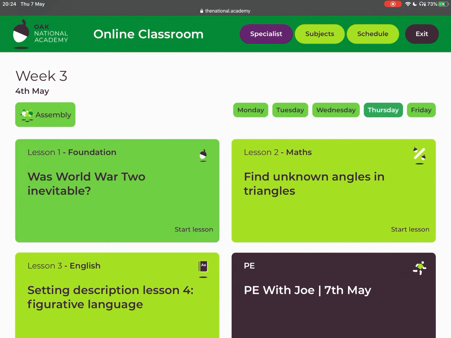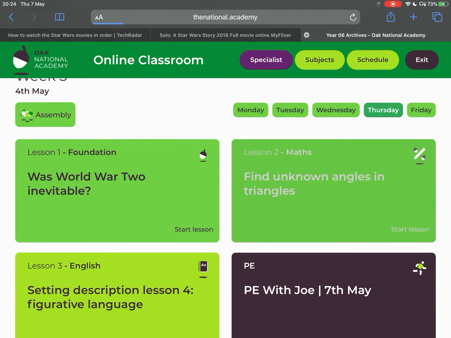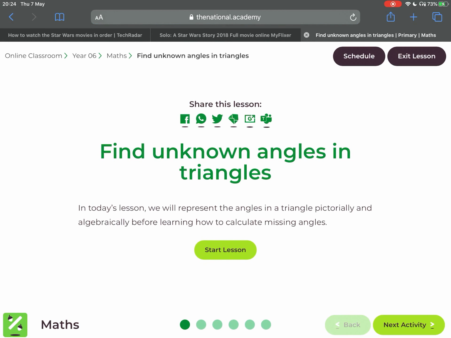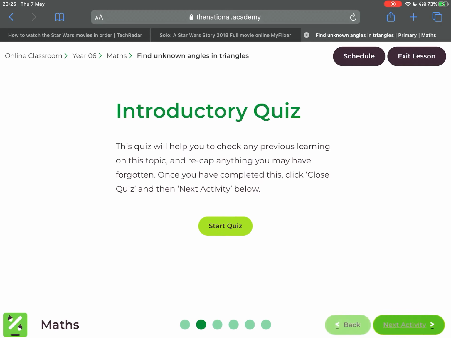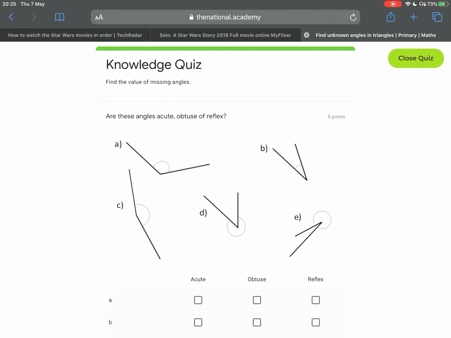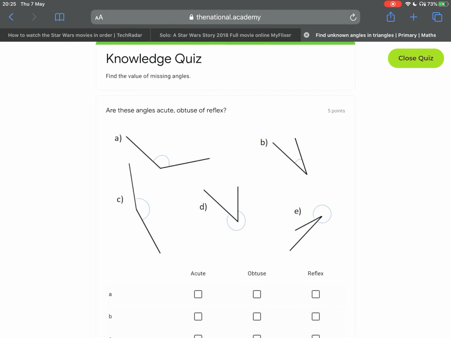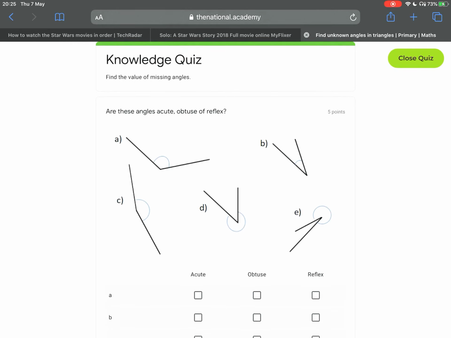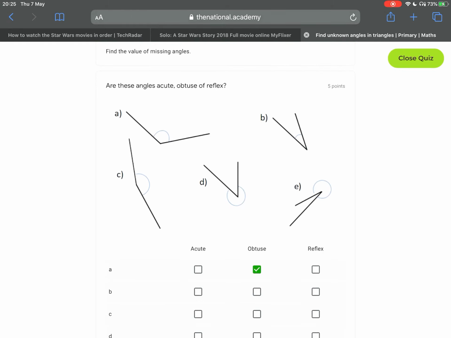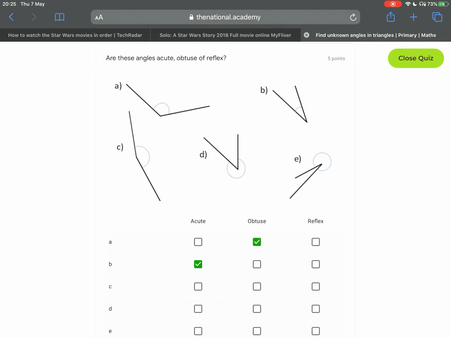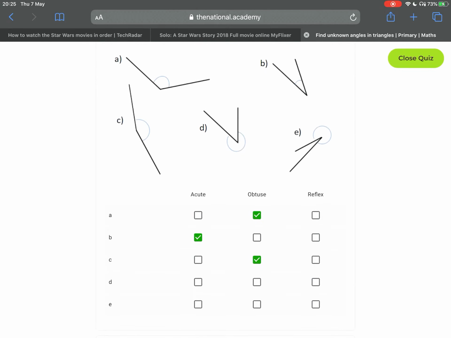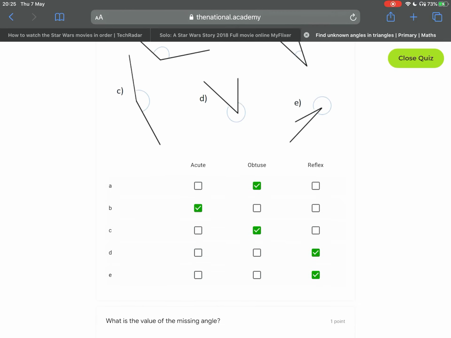Here, find unknown angles in triangles. So in this lesson, you're going to represent the angles in a triangle pictorially and algebraically before learning how to calculate missing angles. So first, you have your introductory quiz. Are these angles acute, obtuse, or reflex? So A is obtuse, B is acute, C is obtuse, D is reflex, and E is also reflex.